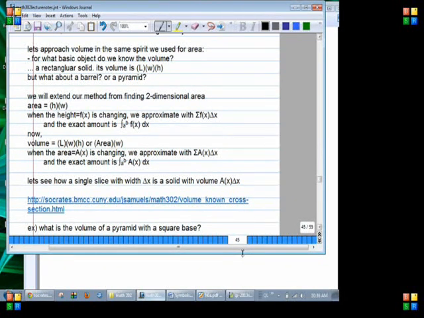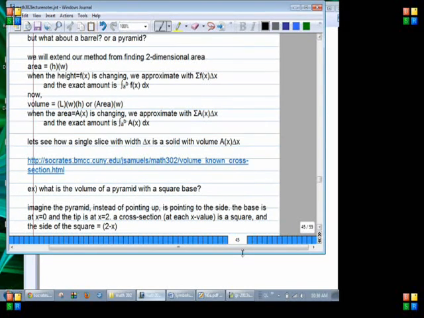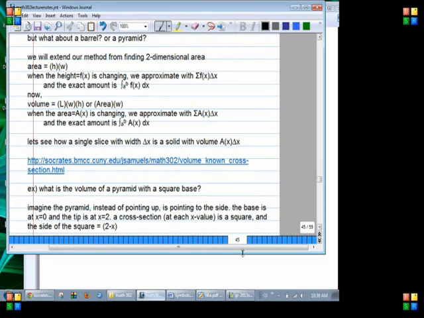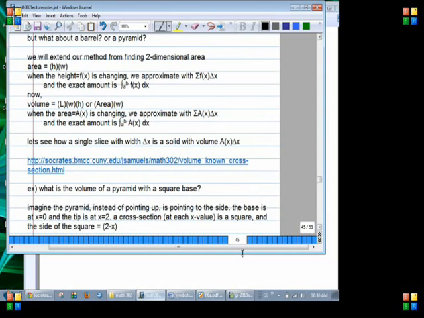Okay, so right now we're actually going to figure out what is the volume of a pyramid with a square base. So in order to make this easier for us to do in terms of calculations, imagine that the pyramid, instead of pointing up, is pointing to the side. So the base is at x equals 0 and the tip is at x equals 2. So it's pointing along the x-axis. So a cross section at each x value is a square, and the side of the square is 2 minus x.